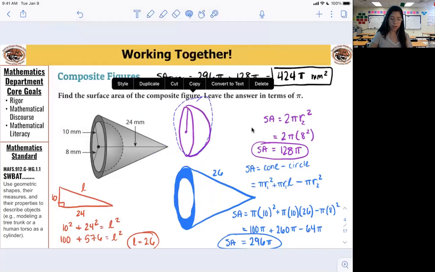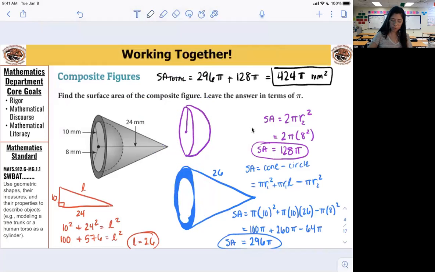No, we're not creating the hole. The hole is already there. We had to account for it in our calculations. Does that make a little more sense too?